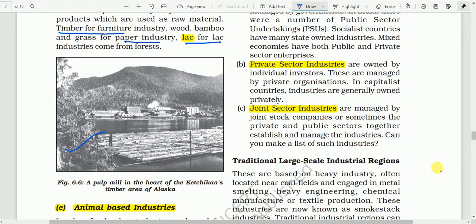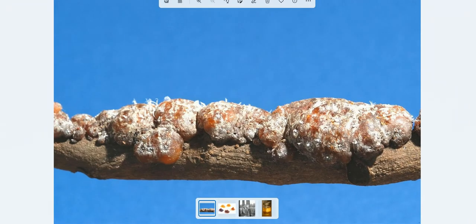Then lac for lac industries. All these are obtained from the forest. Do you know lac? See, lac is a resinous substance secreted by an insect called lac. So I will show you a photograph here. This is a photograph showing lac tubes, created by Kerria lacca, a type of insect.